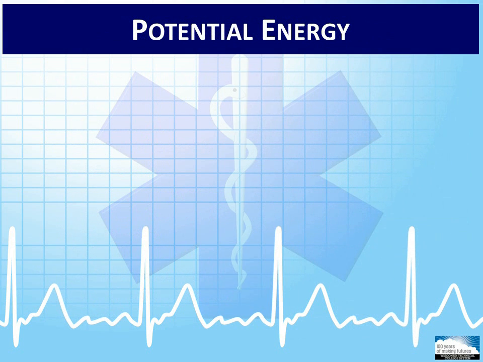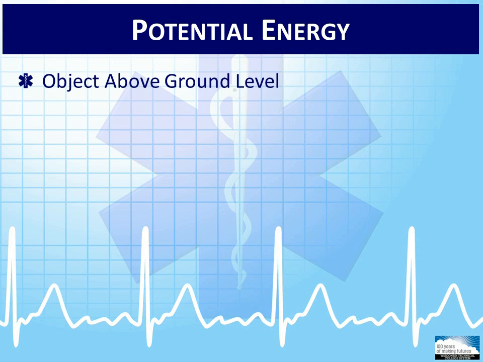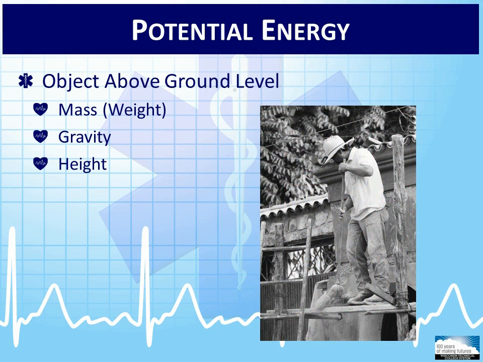Continuing our definitions, potential energy is the product of mass, weight, force of gravity, and height. The potential energy of this worker on a scaffold is his weight, his height above the ground, and the force of gravity. If he falls, converting potential energy into kinetic energy, and hits the ground, the energy from the fall will be absorbed by the body. Depending on the height of the fall and the way in which the worker lands, the resulting trauma can be minimal, fatal, or somewhere in between.